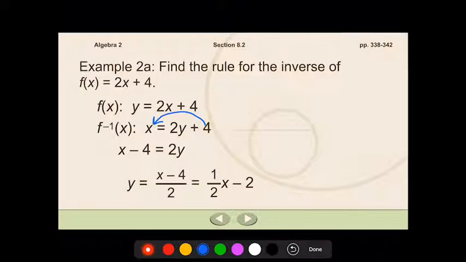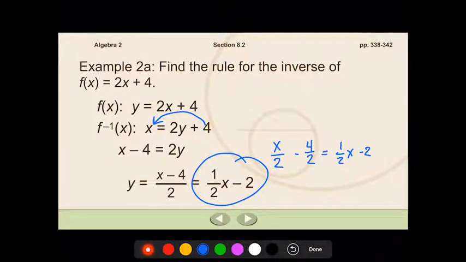You can split it apart as fractions. It does skip a step there. If you split it apart, it's x over 2 minus 4 over 2, which does reduce down to 1/2 x minus 2. That's the answer that you get.